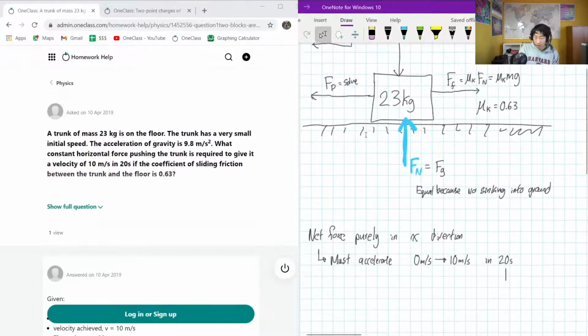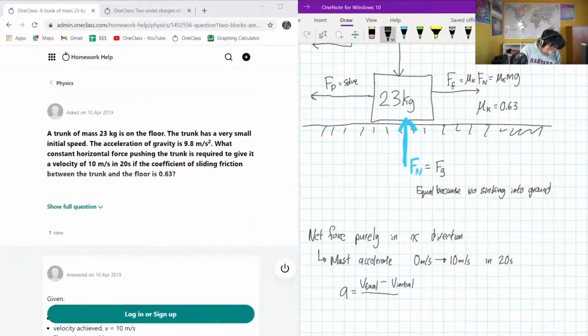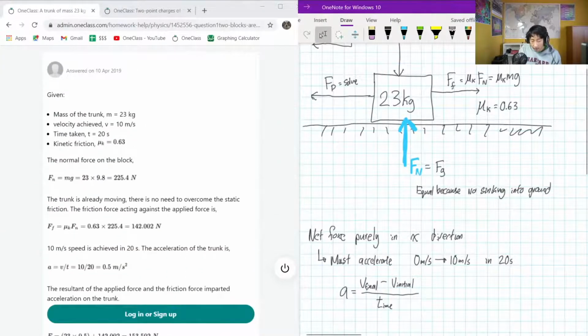Okay. So the acceleration that we're going to need is as follows. We know that our acceleration is going to be our v final minus our v initial over the time that it takes for that change to happen. I believe that's how it's calculated here.